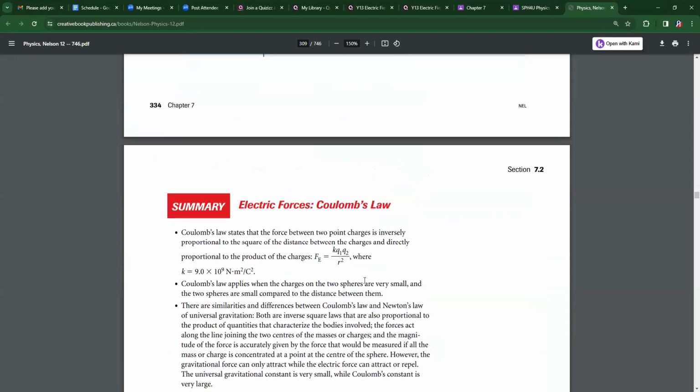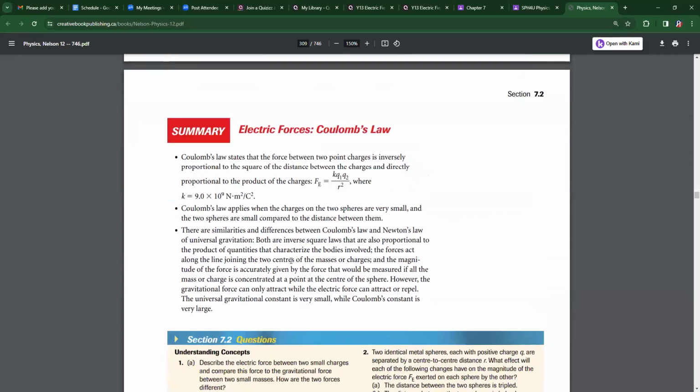Key idea: always check the summary for each chapter. How do we get the force on the charges? Using the Coulomb's law formula. And what is similar and what is different between gravitational forces and electrical forces? In the denominator for both forces, you have the distance between objects squared. In gravitational forces, the objects are big bodies, and for charges, it's the distance between charges. Forces act along the line joining the two centers of masses or charges.